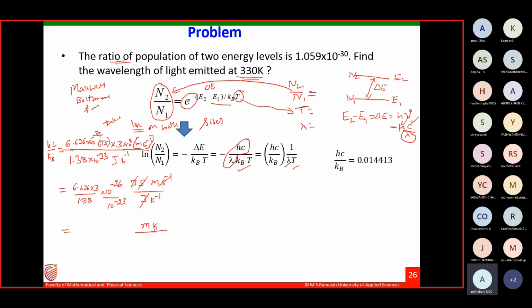Basically, when I did it with my calculator, I am getting 14.4 into 10 to the power of minus 3. That is equivalent to writing 0.0144. The unit is meter Kelvin. Okay, meter Kelvin, I got it.